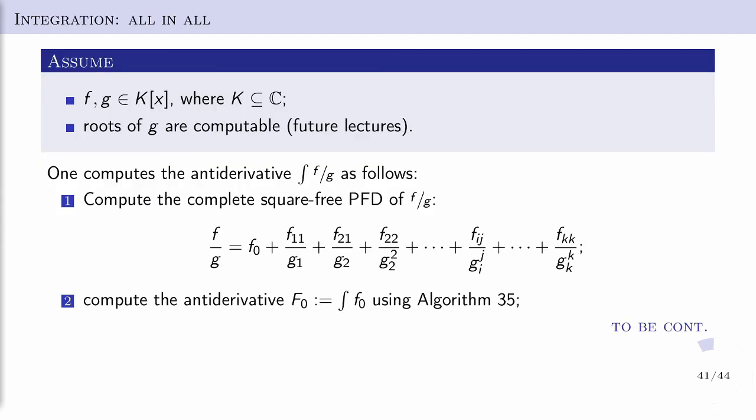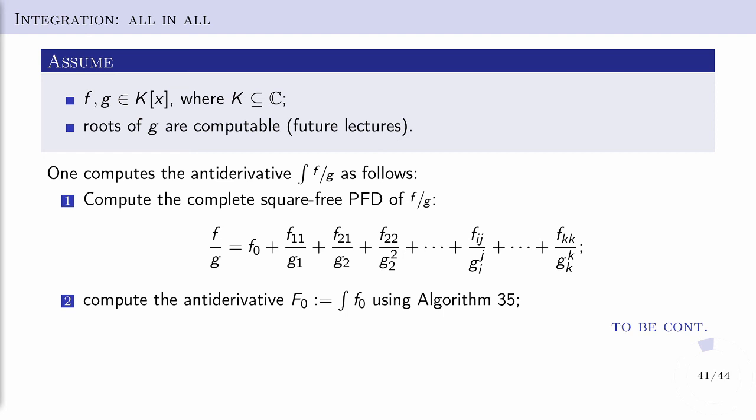So the whole complete algorithm for the integration of a rational function looks like this. We are given such an integral, a rational function. We want to integrate it. First of all, we compute the complete square-free partial fraction decomposition. We split it into a sum of such simple fractions. This is a polynomial, so we compute the antiderivative using this simple algorithm that I explained a few minutes ago.